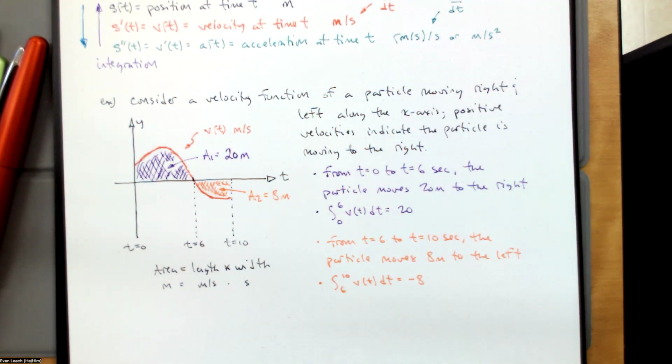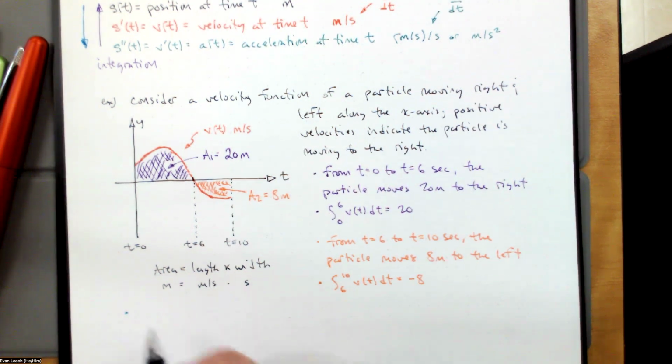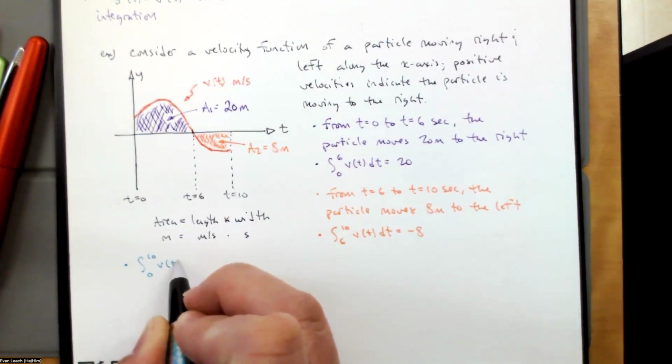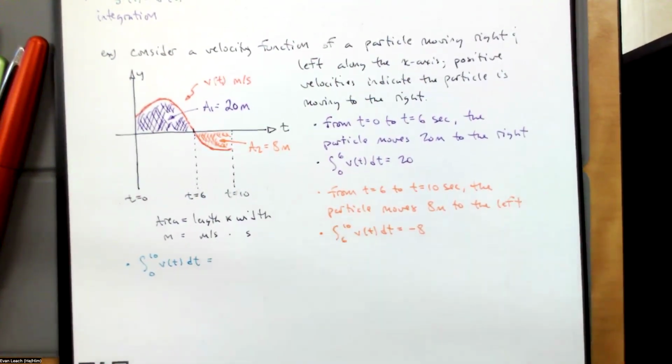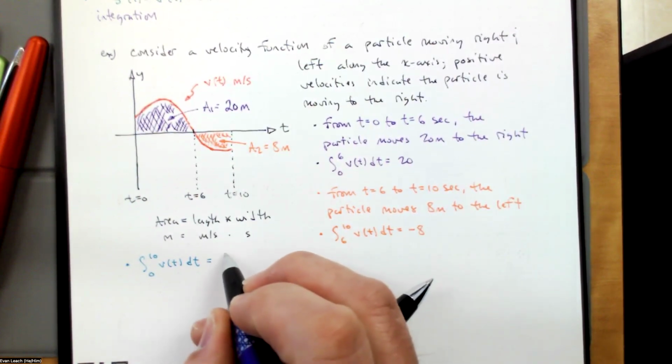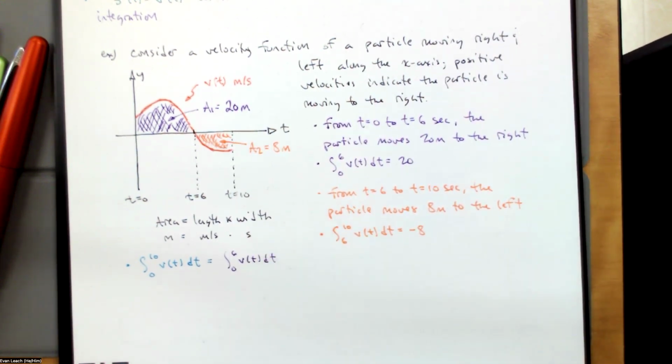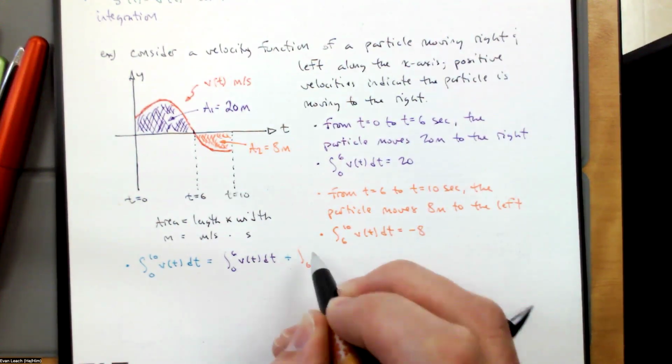At this point, the particle would be 12 meters to the right of where it started. If I look at the definite integral from 0 to 10, that definite integral would be 12. Because we'd have the 20 from the integral from 0 to 6, and the -8 from the integral from 6 to 10.